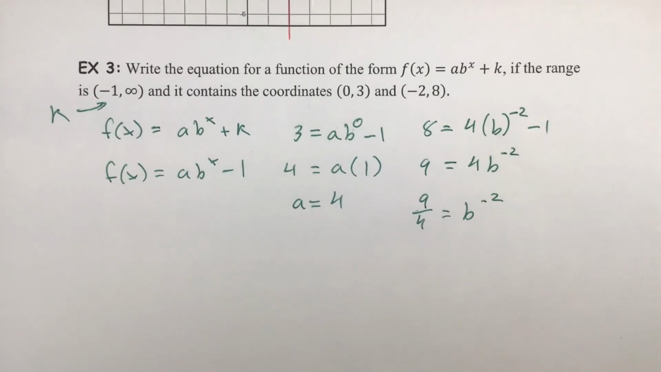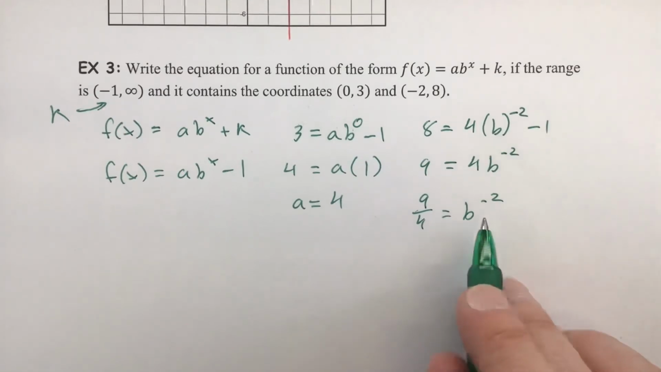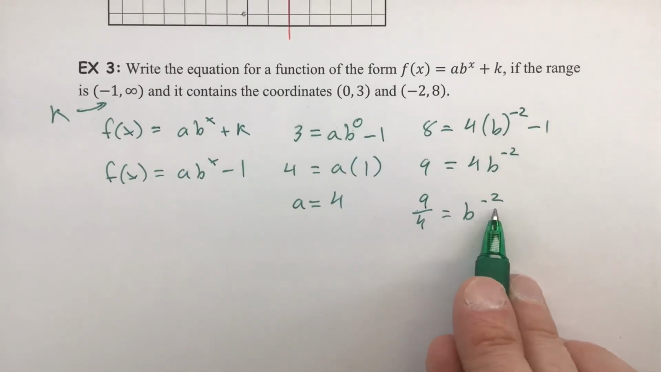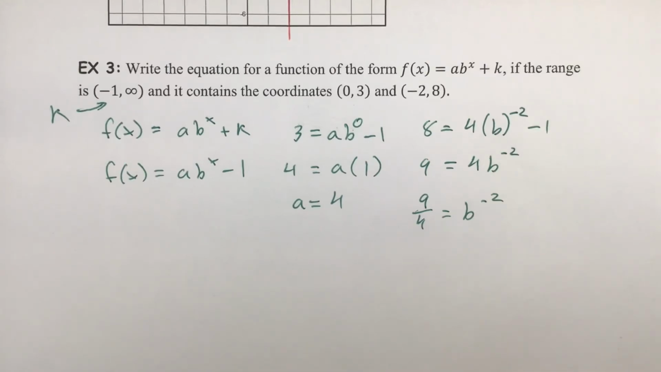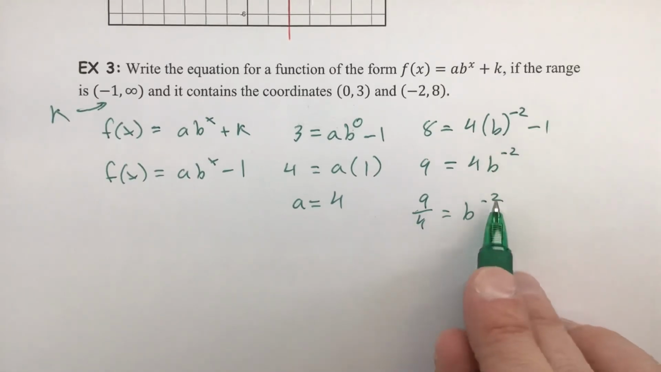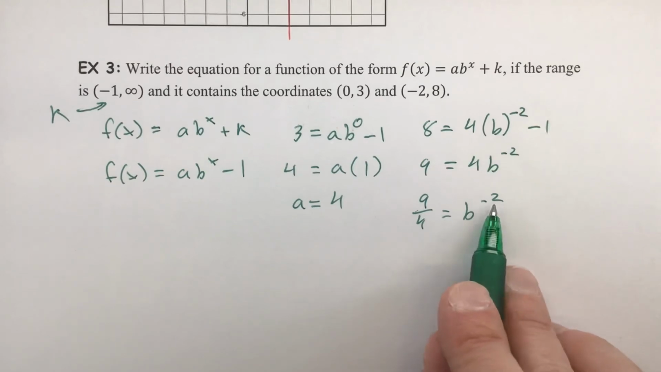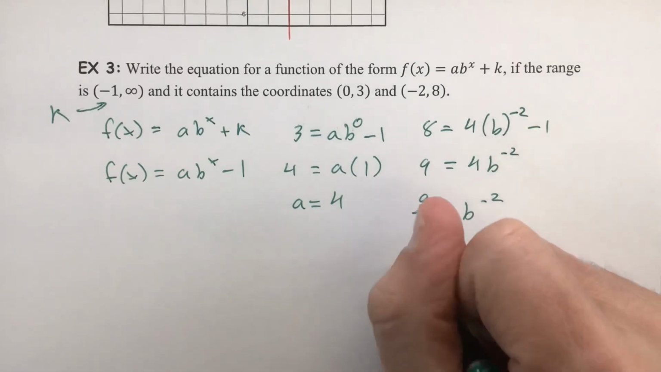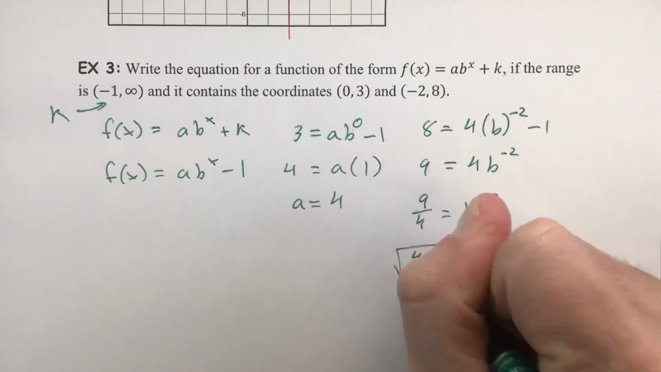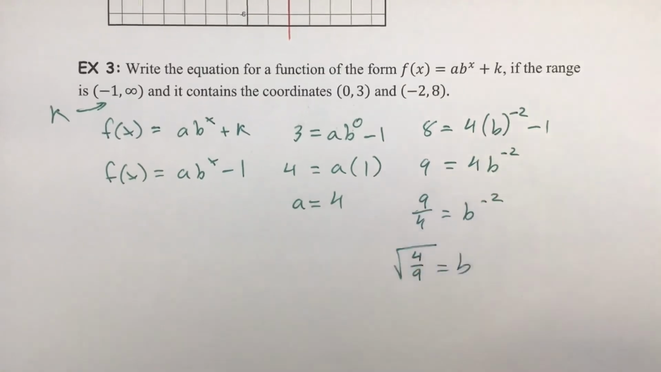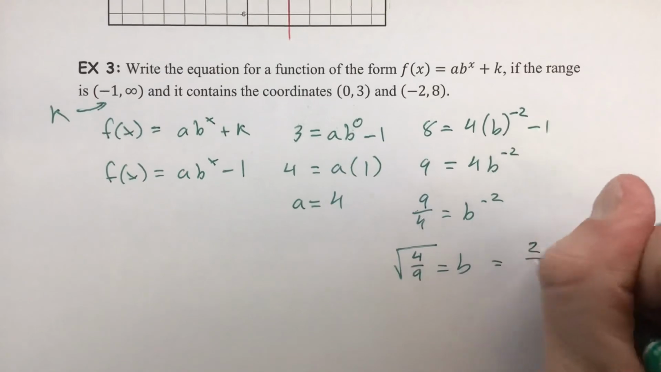And a lot of this becomes a logic game now. This exponent, because it's a negative, causes a reciprocal. At the same time, things are being squared. So what I want to do is undo the reciprocal, which means just take the reciprocal again, but then undo the squaring as a square root. So what I want to do is take the square root of 4 over 9. That'll be our b value, which is going to equal 2/3.